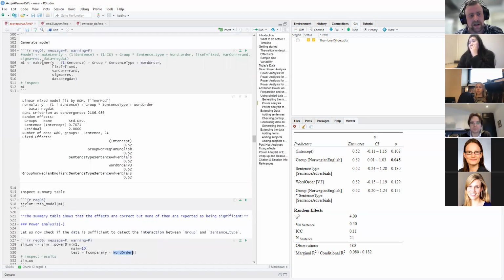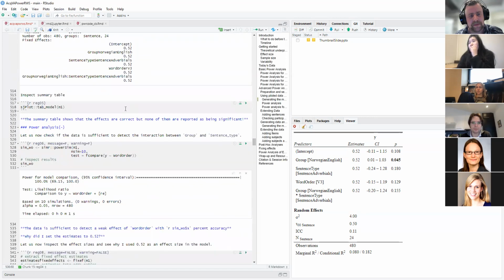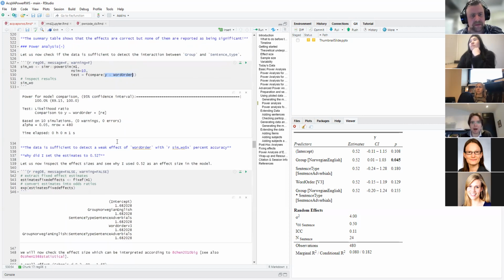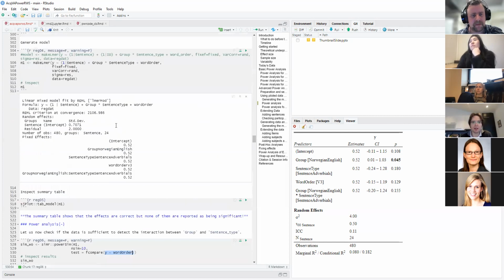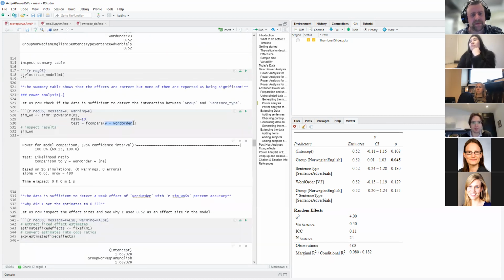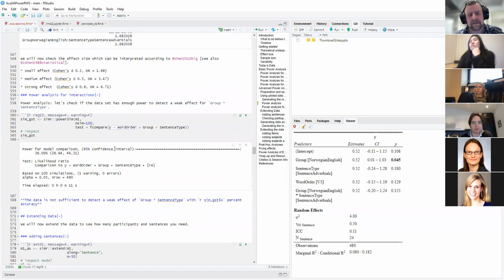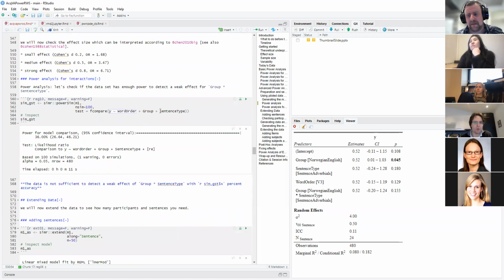So you compare this M1 model to this model. That's what you mean, right? Yep. I think you're so correct, yeah. So what you're testing is the power to detect the main effects and the interaction of group and sentence type in this case. Yes. And then in the second one, which you have now modified. Yes. So this would be the one you mean.